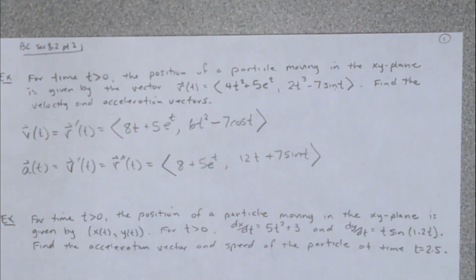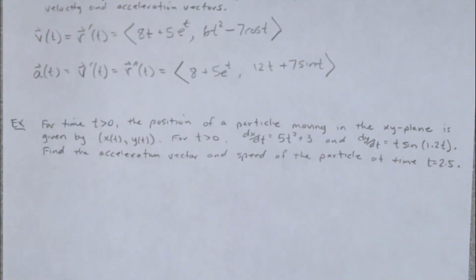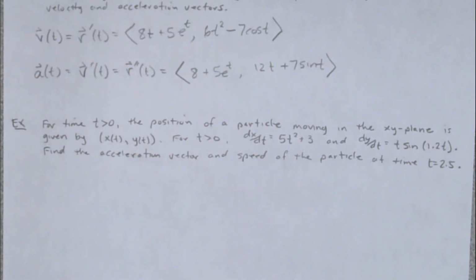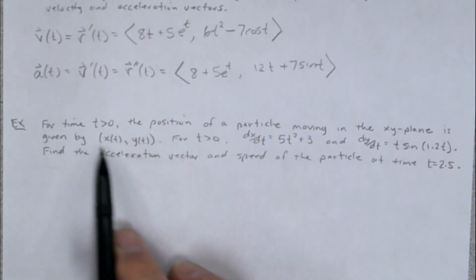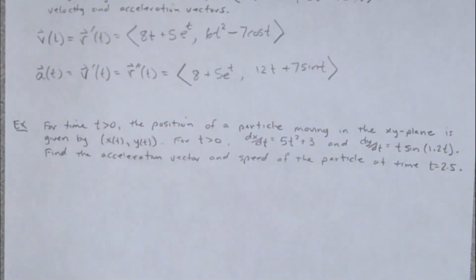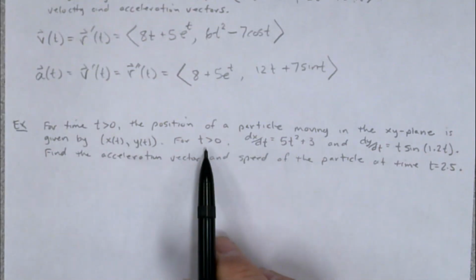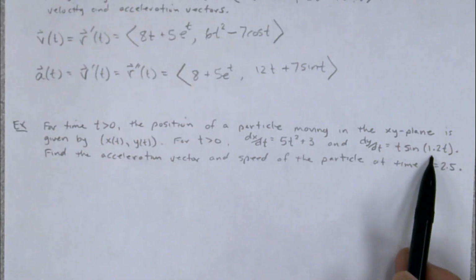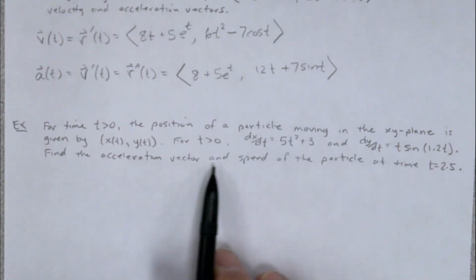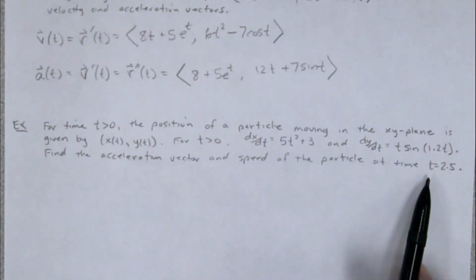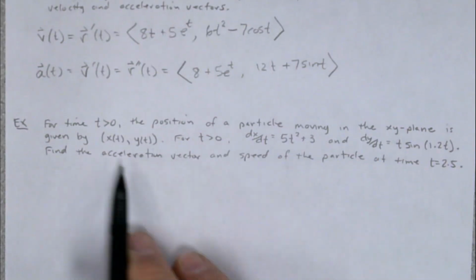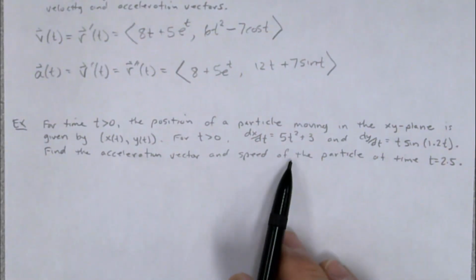All right, let's look at the next example. For time greater than 0, the position of the particle moving in the xy plane is given by some parametric format. For t greater than 0, dx/dt is this, dy/dt is that. Find the acceleration vector and speed of the particle at the time t equals 2.5. So we want to find the acceleration vector and the speed.